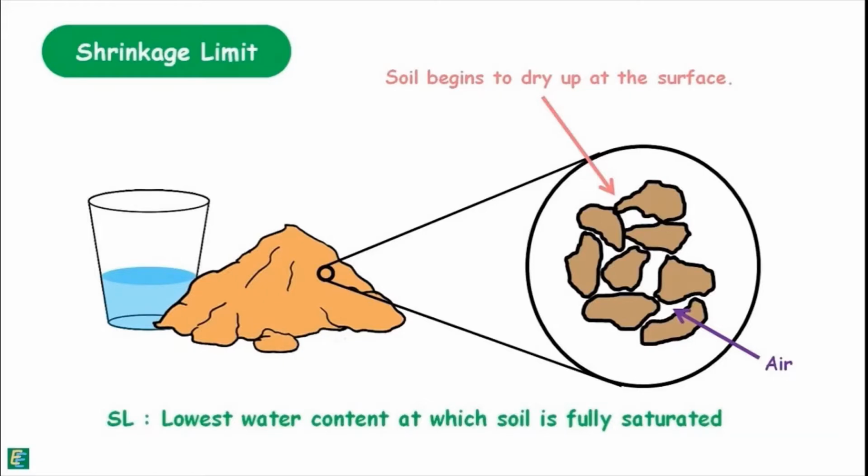The next interesting one is the shrinkage limit. It is basically the water content at which the soil changes from semi-solid to a solid state. At this moisture content, the volume of the soil mass ceases to change with further drying of the material. What else are we looking at?